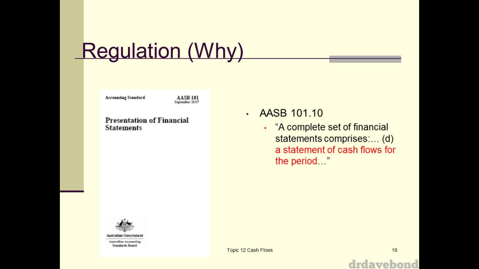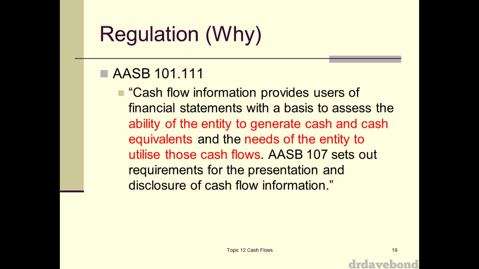Regulation, why? Well, we have to have a cash flow statement because AASB 101 paragraph 10 tells us we've got to have a cash flow statement. So it's not a choice, you've got to put one in. Why we've got to put it in?